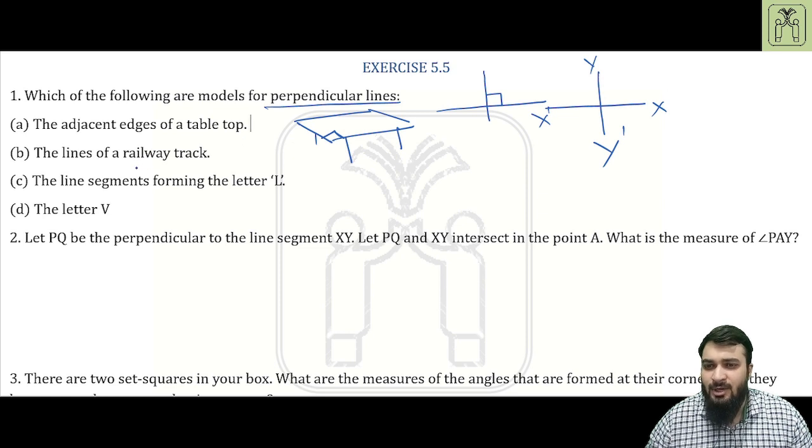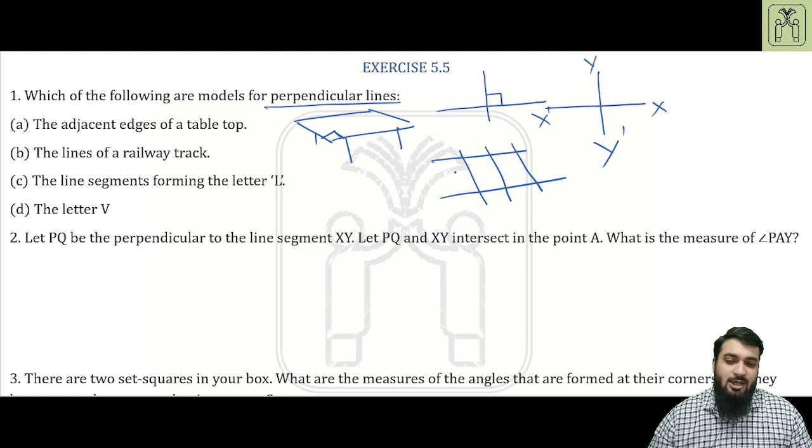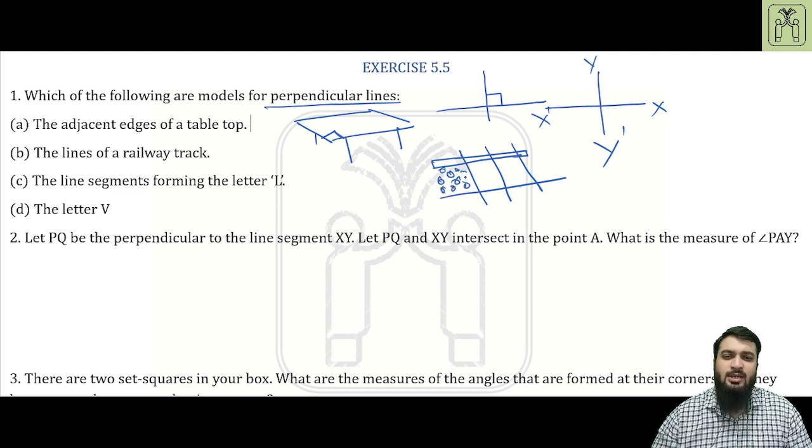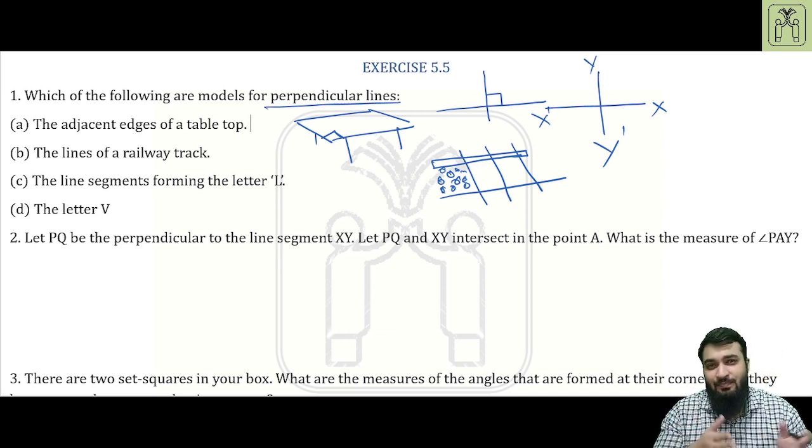Okay. Coming to the second example, the lines of a railway track. Now the question is that this is the railway track. And these are the supports, the cemented supports which are placed and on which the railway track is placed. And there are gravels placed totally uniformly distributed, which prevent the railway tracks from getting misplaced, and this ultimately helps to prevent the trains from getting derailed.